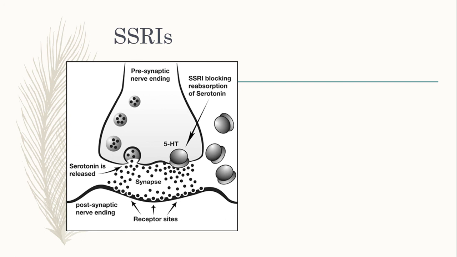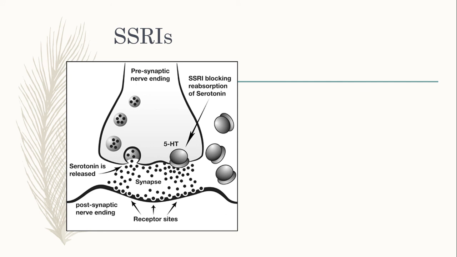So SSRIs, selective serotonin reuptake inhibitors. They inhibit the reuptake of serotonin, which of course leaves more serotonin in the synaptic gap. And the way they do this, as you know, reuptake happens through the transporters, so the SSRIs block the transporters, so they cannot reabsorb the serotonin, and therefore there's more serotonin available in the synaptic gap.